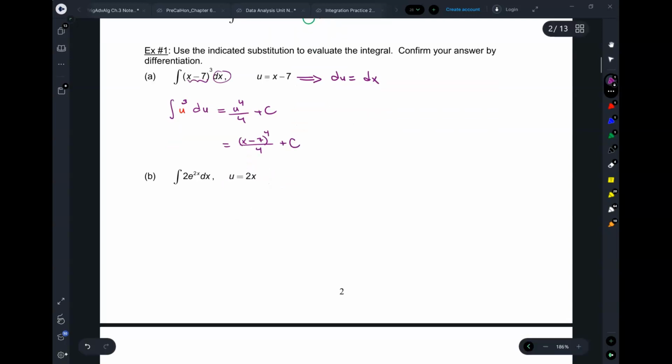And then why does that become u cubed though? It doesn't become u cubed by itself; u was x minus 7. So now we have to rewrite this whole thing. So x minus 7 is u, and the cube stays: u cubed. Let's do a couple and you guys will get the hang of it.